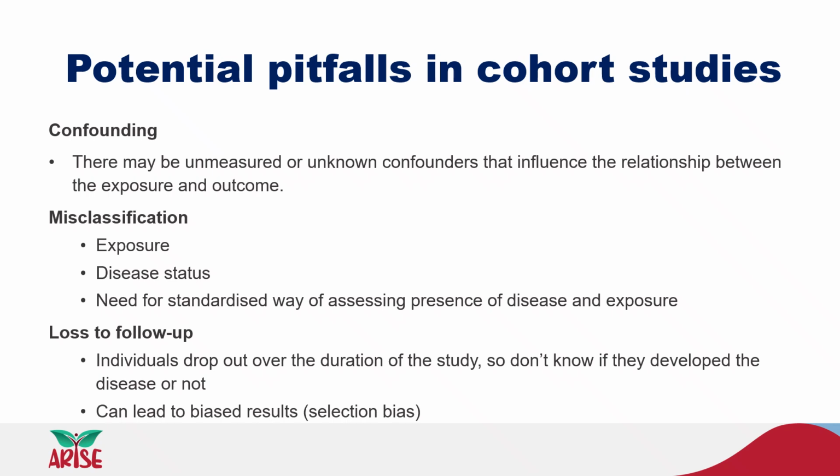Finally, loss to follow-up or dropout is the biggest challenge in cohort studies given their longitudinal nature. This is when members of the cohort drop out over the duration of the study, so we don't know if they develop the disease or not. Knowing the outcome is vital for the success of a cohort study. If there is a systematic or non-random difference between those who drop out and those that stay in the study, this can lead to a biased result.